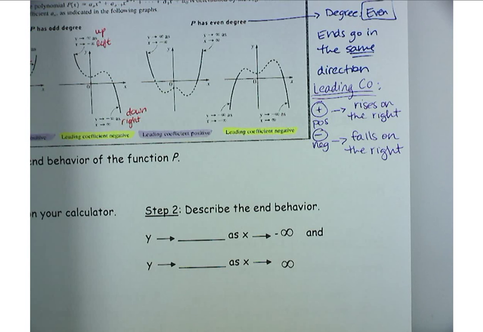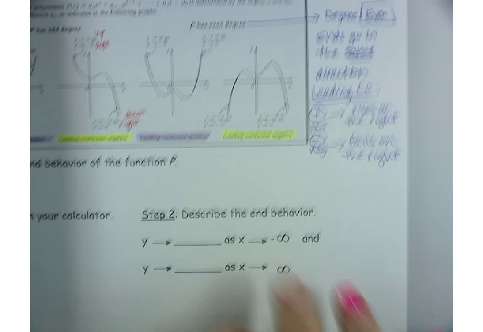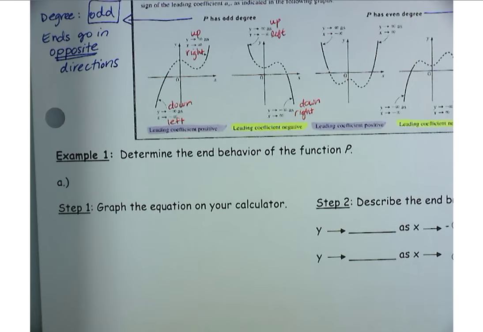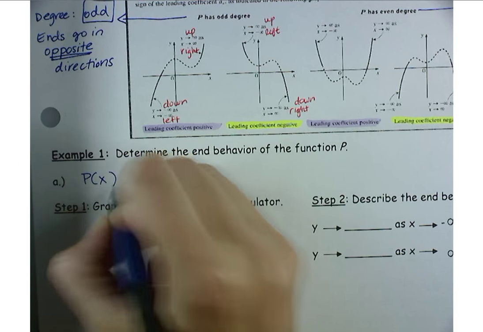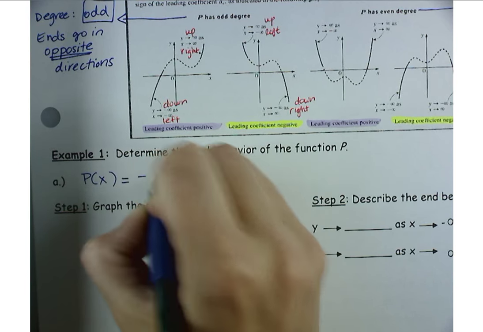Okay, so basically what we just did is we've annotated that entire box, right? So you don't have to go through and decipher. You have all the information here that you can use. All right, so then let's look at example 1. Example 1, we're going to determine the end behavior of function p. So all of these are going to be p of x, p for polynomial.